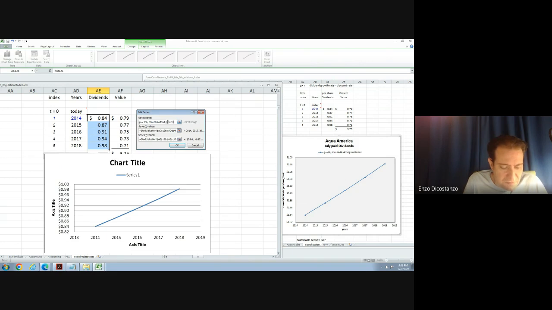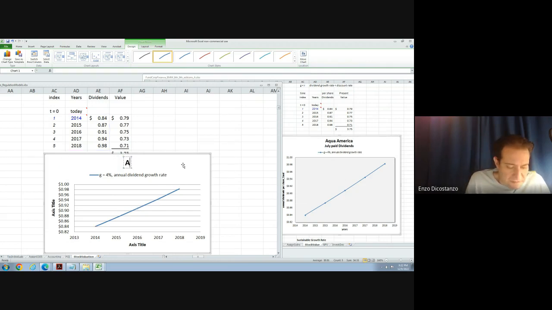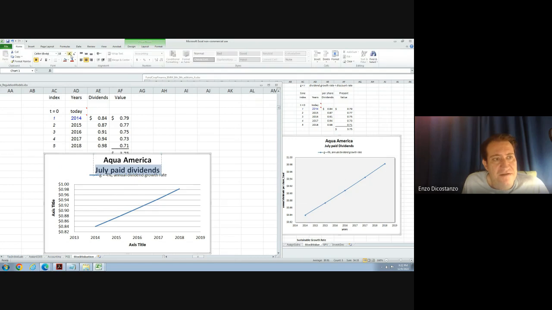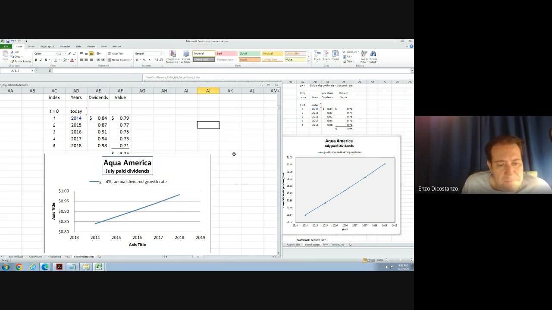Annual dividend growth rate. Okay. And this is Aqua America. Your July paid. I probably used that terminology when we first started all this. Put a border around this, something like that. Okay.